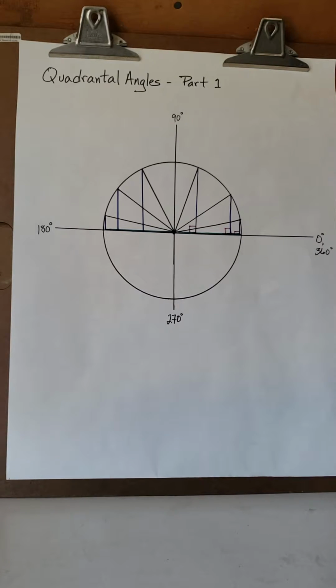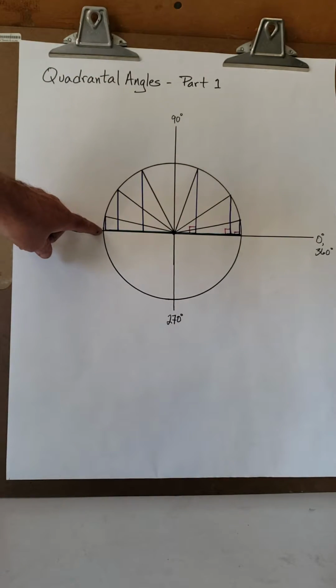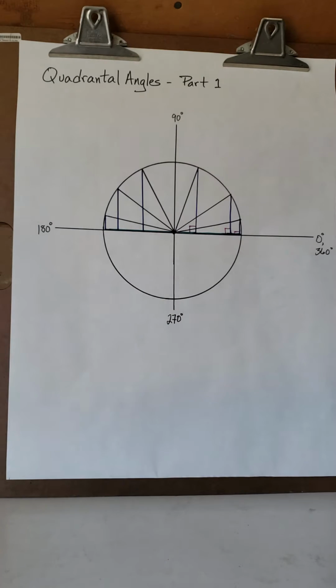As we move past 90 degrees and the angle gets closer and closer to 180 degrees, we see that the blue line, the opposite side of the triangle, is getting shorter and shorter. And eventually at 180 degrees, the length of the blue line will be 0. So at 180 degrees, the length of the opposite side of the triangle is 0. At that same time, as we get closer and closer to 180 degrees, the length of the green line is increasing. It's getting longer and longer. So at 180 degrees, the length of the green line will be equal to the length of the hypotenuse of the triangle. So at 180 degrees, the length of the adjacent side of the triangle is equal to the hypotenuse.